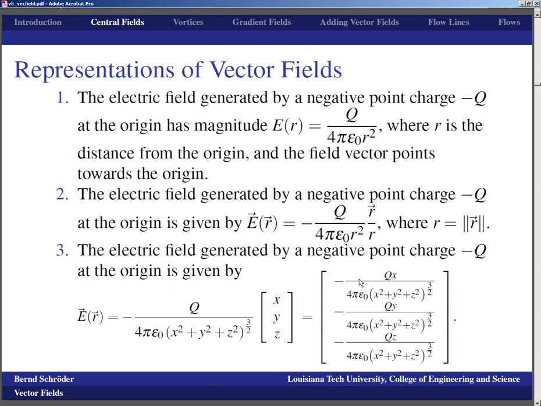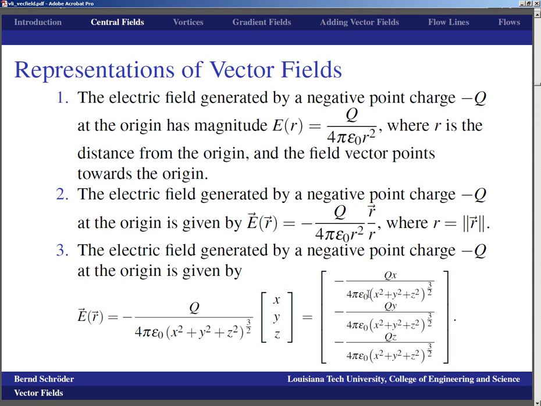And of course, finally, it is also possible to pull all the constants out front into the components and to write this as negative qx over 4 pi epsilon 0 x squared plus y squared plus z squared to the 3 halves, and the same thing with negative qy divided by the same denominator, and negative qz divided by the same denominator. So the description of a vector field will depend on the context, and we need to be able to translate back and forth between these formulas, and certainly translating from here to here to here isn't too bad.